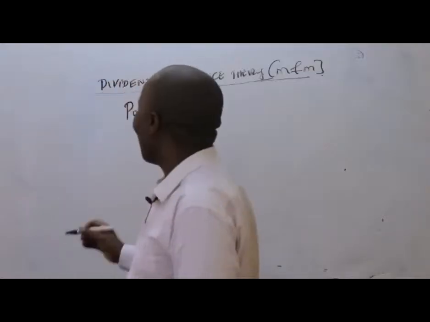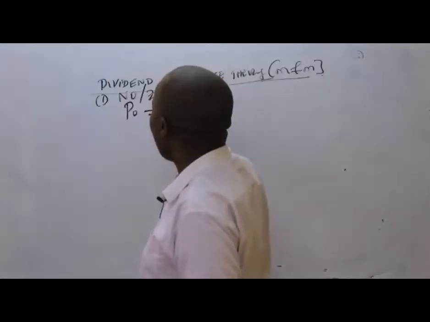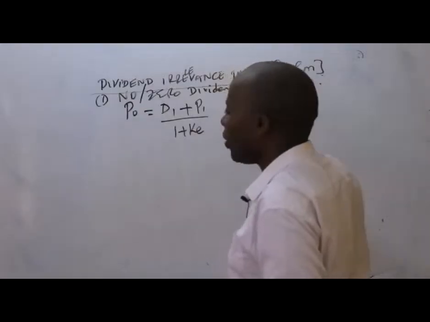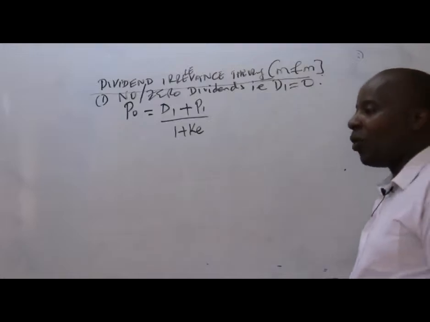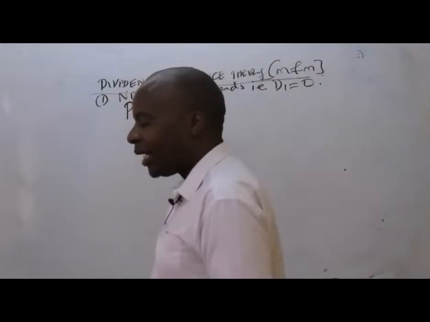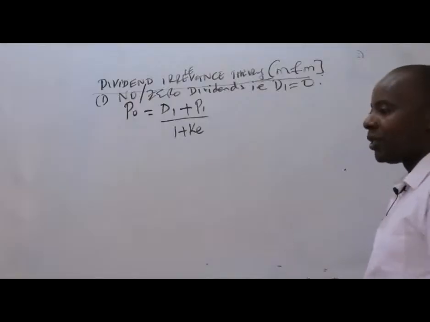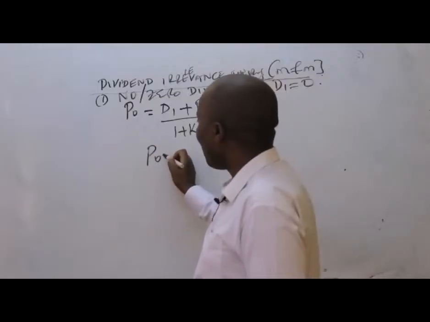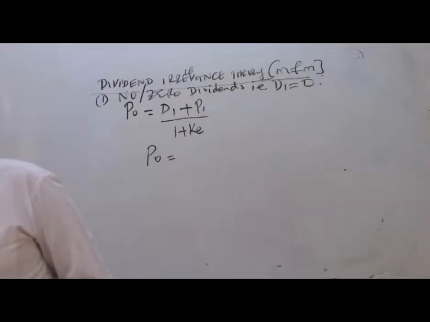So we look at Roman 1. Remember Roman 1, no dividends, or zero dividends, i.e. D1 equals 0. So if that is the case, ladies and gentlemen, remember in this question, they have already given me P0. In this question, I have P0.